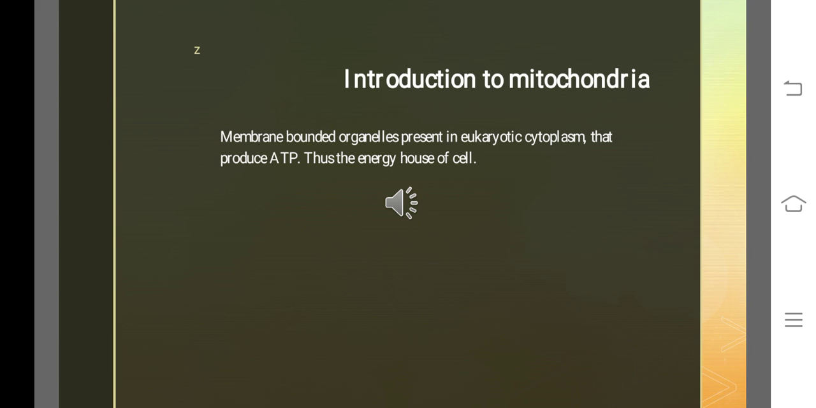So the first topic we are going to discuss is mitochondria. Mitochondria are membrane-bounded organelles. They are present in the cytoplasm of eukaryotic cells, and they are called the energy house of the cell because they produce ATP. That's why they are called the energy house. And we know that ATP is the energy currency of our body, and mitochondria help produce ATP. So that's why it is called the energy house of our cell.